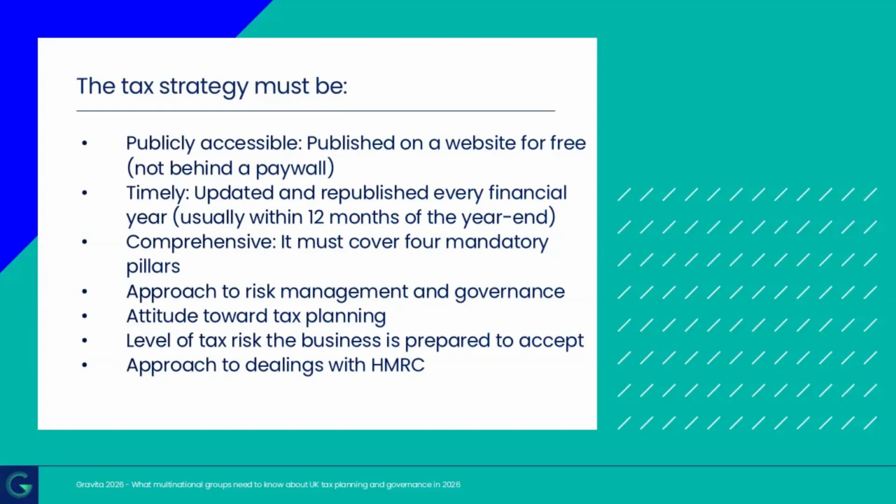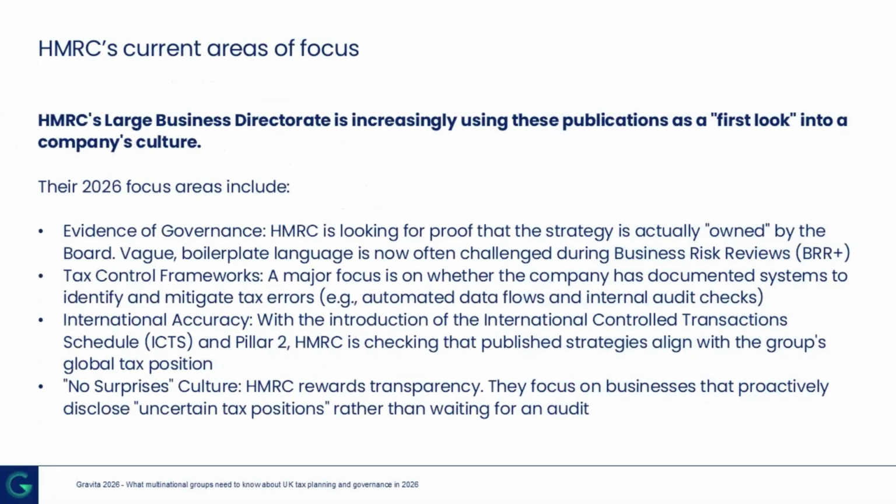So the tax strategy has got to be publicly accessible. HMRC really do expect this to be published on the website and for free. They expect it to be put up in a timely manner, and it does have to be refreshed every year. You can't just do it and then leave it and forget about it and assume it's still current. It has to be refreshed every year, and it must cover four mandatory pillars, which I'm going to run through now. This is a level of detail that has to be covered.